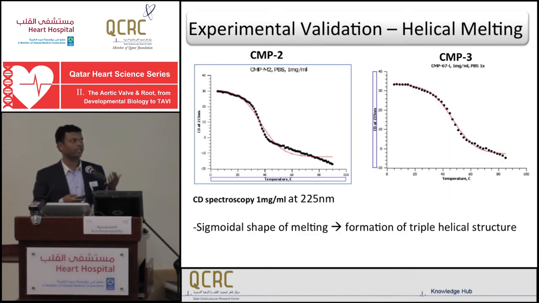The other validation is also done by circular dichroism. You can see the melting. When you introduce this kind of molecule in a tissue engineering practice or other surgeries, it should be stable inside the physiological condition. So we have to check whether the melting is proper. This is the way they identify it. If they get this kind of sigmoidal shape curve, then they say it is stable, and it is indicative of stability.